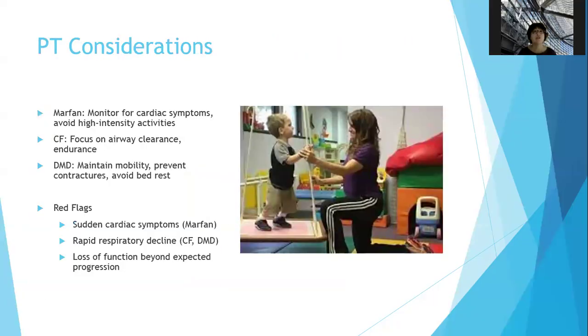So, for PT, for Marfan, we're definitely going to monitor for cardiac symptoms and avoid high intensity activities because of the connective tissue issues. For cystic fibrosis, we're focusing on airway clearance and endurance. For Duchenne muscular dystrophy, we're trying to maintain mobility, prevent contractures, and avoid bed rest. So, red flags, cardiac symptoms, that's a red flag for everybody. But Marfan, you've got to really watch for it. Rapid respiratory decline in cystic fibrosis and Duchenne muscular dystrophy, and loss of function beyond the expected progression. So we need to know the expected progression so we can see if they're losing function sooner than we expected.